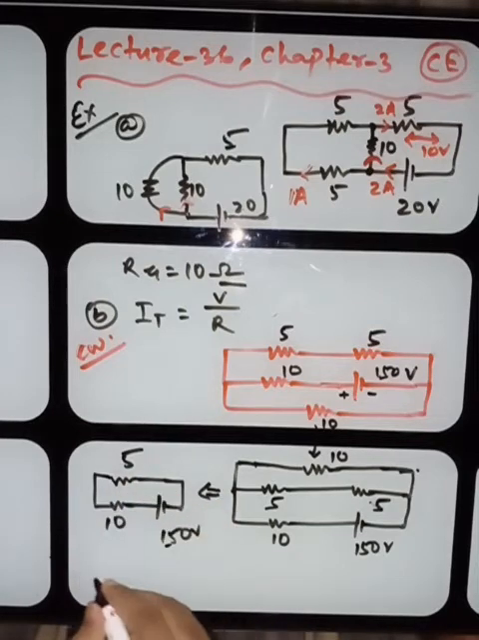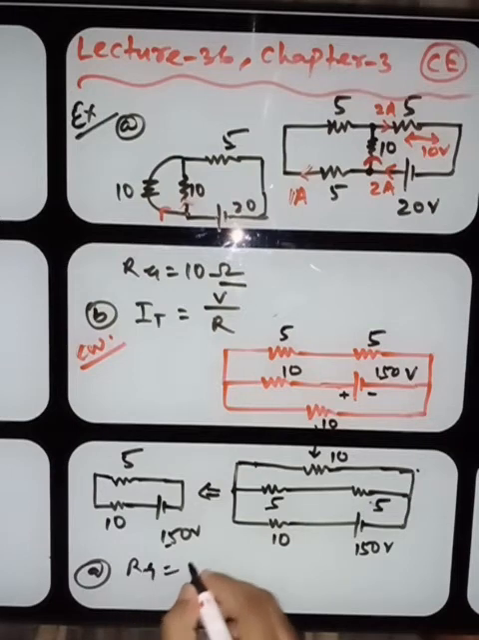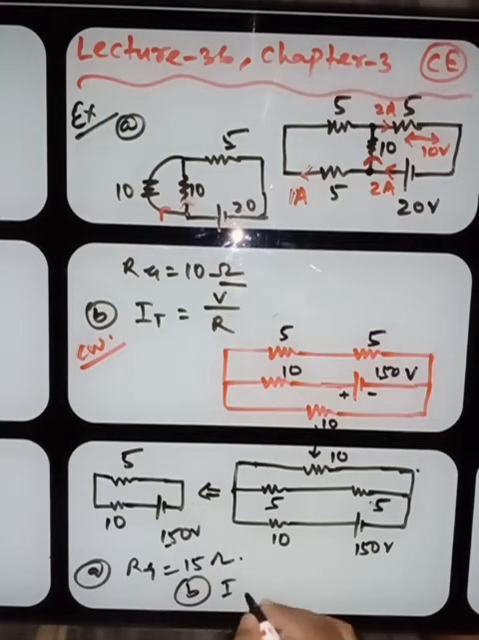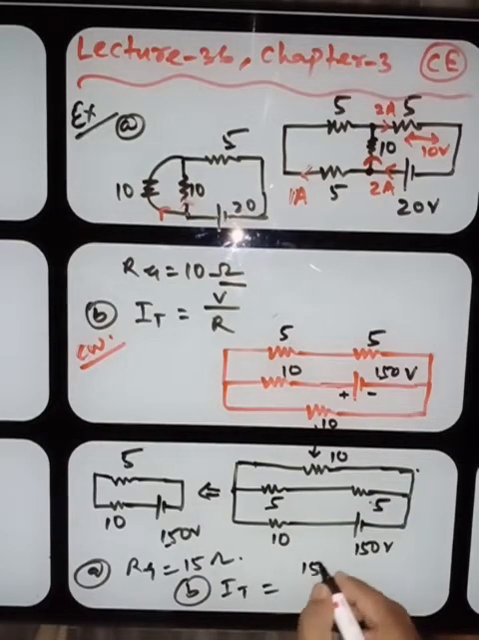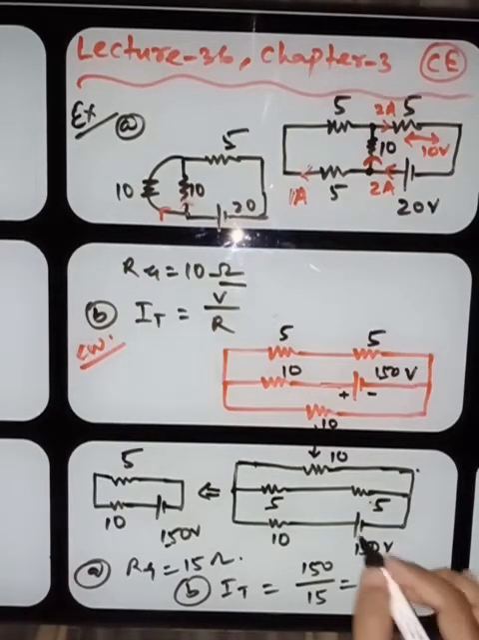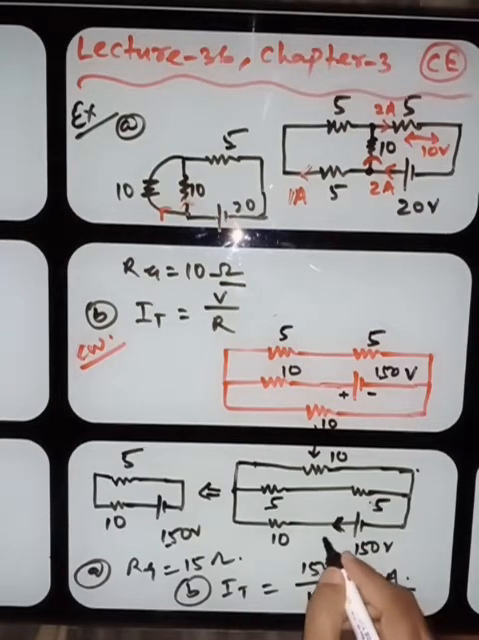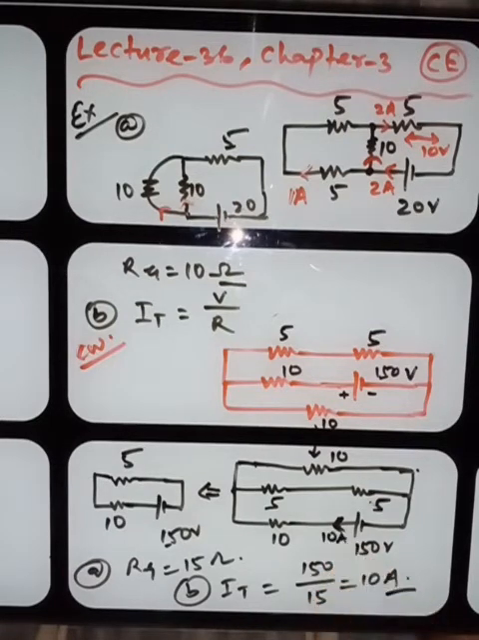Now the total resistance: you can see it is 10 plus 5, so R equivalent is 15 ohm. To find the total current, it is the total voltage by total resistance: 150 by 15, that is 10 ampere. Am I right? Yes, 10 ampere. So 10 ampere is drawn from the battery. How much current will this 10 ohm receive? The answer is 10 ampere.